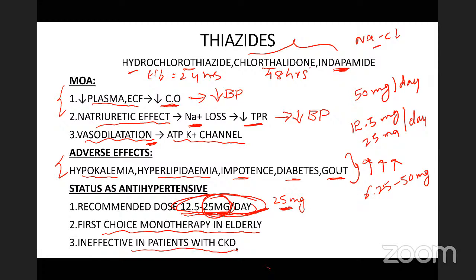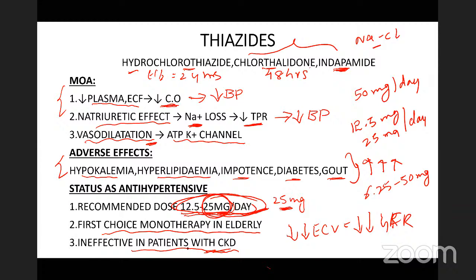Thiazides are ineffective in patients with chronic kidney disease, because they decrease the extracellular fluid volume and decrease the GFR. That's why they should be contraindicated in patients with chronic kidney disease or renal failure. That's one point you have to know.